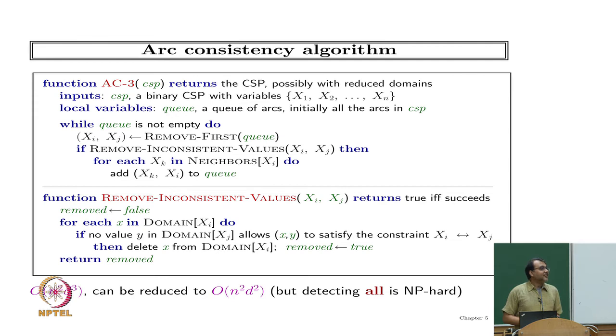These are engineers or scientists who are developing algorithms, right? And then there is AC2 also, which is even weaker.